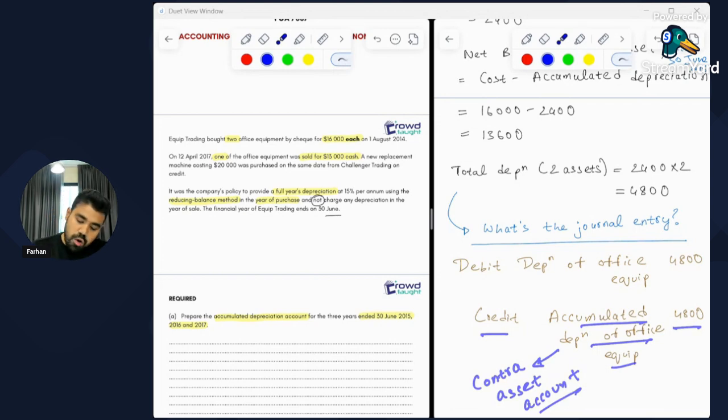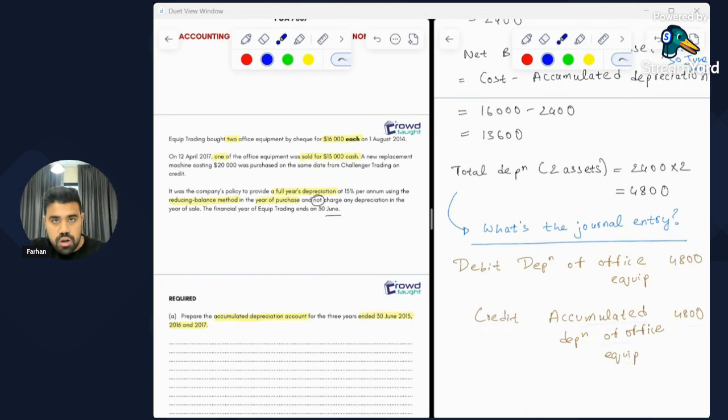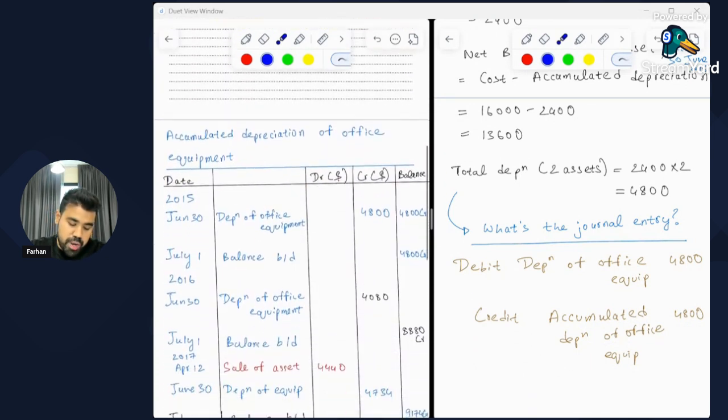Okay. All right, so what was the purpose of looking into this journal entry? This may make it easier for you to understand how we can use these entries in the accumulated depreciation account. All right, so I've already prepared one in advance, so let me walk you through this. To begin with, when we want to prepare similar accounts, you want to have 5 columns. The first column should have the date. The second column should have the description or the narration for what we have done. The third column is the debit column with the $ sign. The fourth column is the credit column with the $ sign. And the fifth column is the balance column.